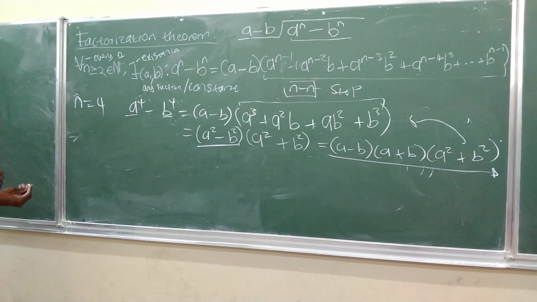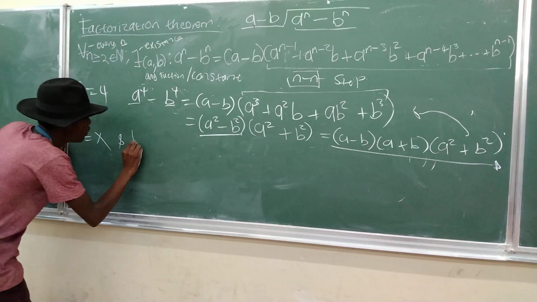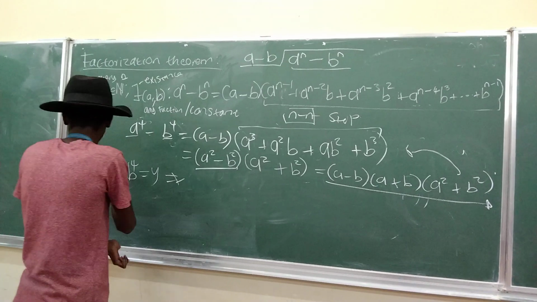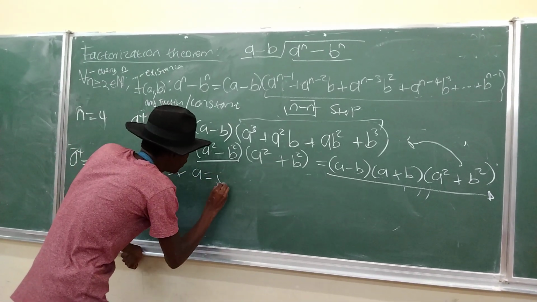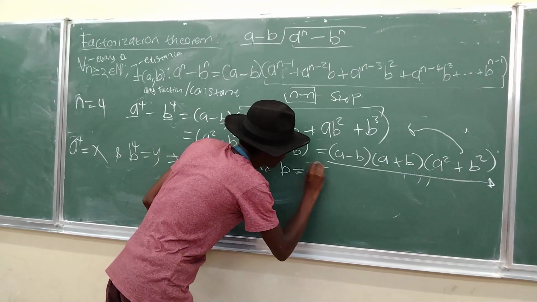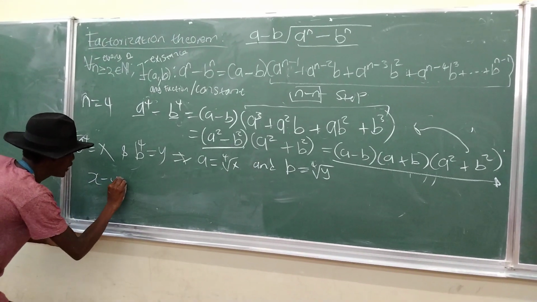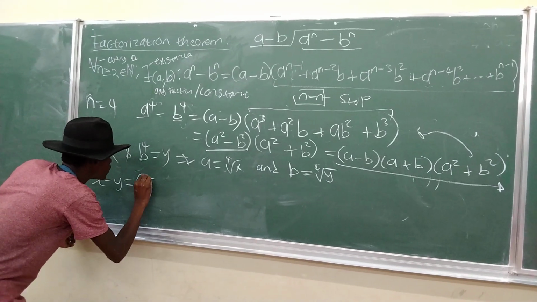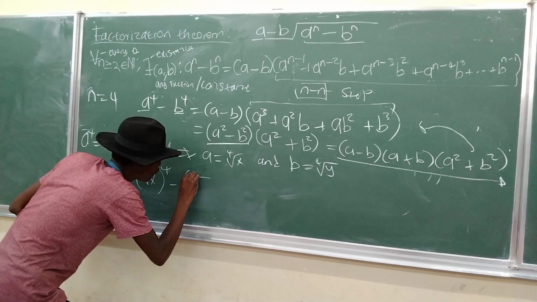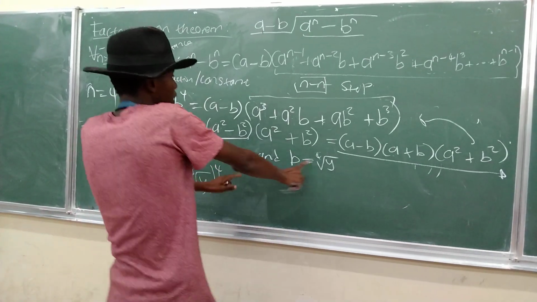So this is the one that we need to use for the form. Whenever we take a to the power 4 as x and b to the power 4 as y, this will always give you a case that your a is the fourth root of x and your b is the fourth root of y. So you can always express x minus y as the fourth root of x all to the power 4 minus the fourth root of y all to the power 4.